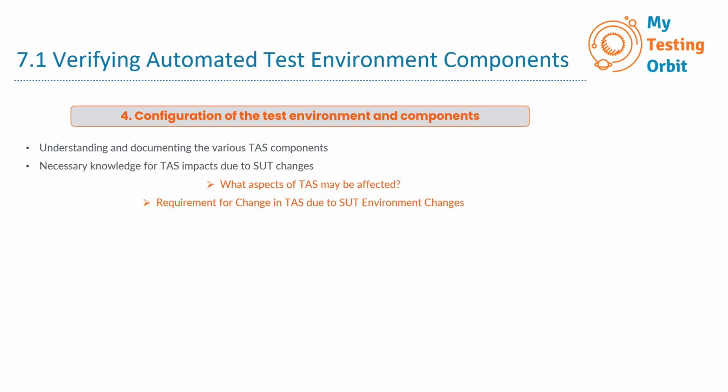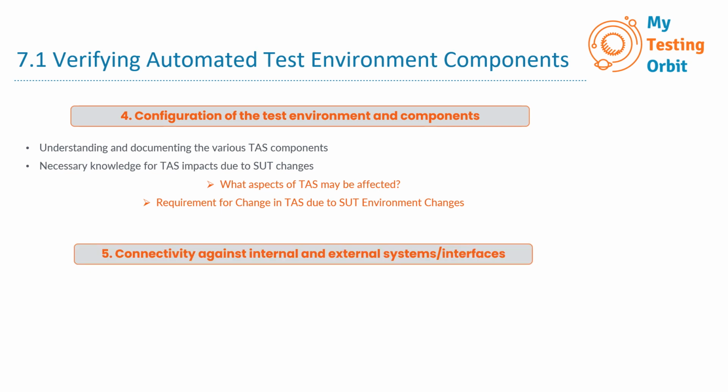Then the second one is requirement for change in TAS due to SUT environment changes. So having this knowledge allows for proactive adjustments or modifications to the TAS setup when the SUT environment changes. Think of it as having a manual that guides you on what adjustments are needed to keep everything running smoothly when the system you are testing changes.